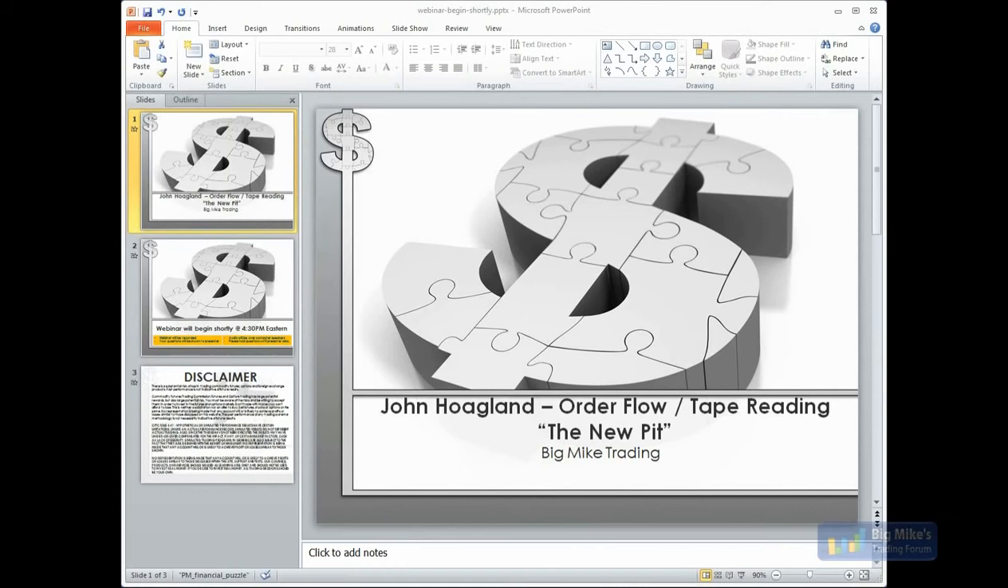Today, John is going to be talking about order flow and tape reading, or what he calls the new pit. And John comes from the floor, so you know that's the old pit, and now everything has moved to screen trading, obviously. So the new pit is basically reading order flow and reading the tape.